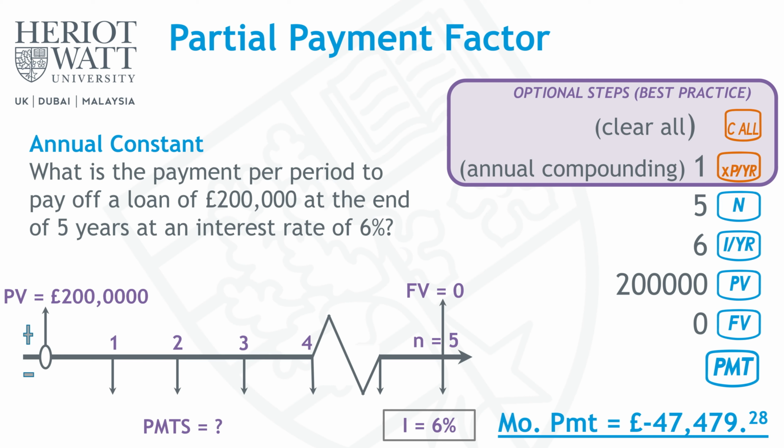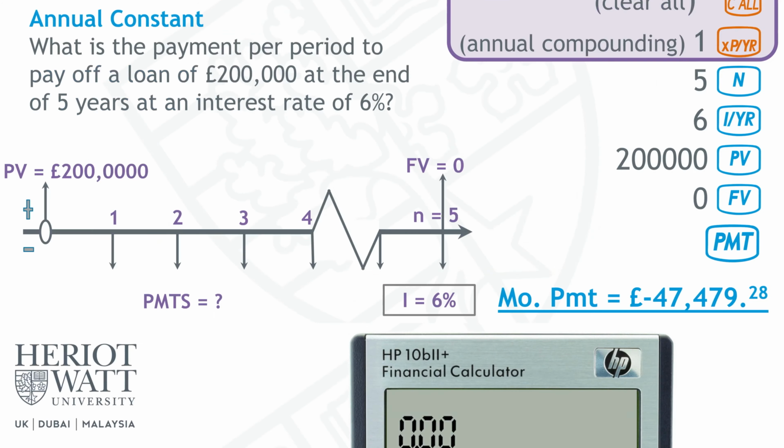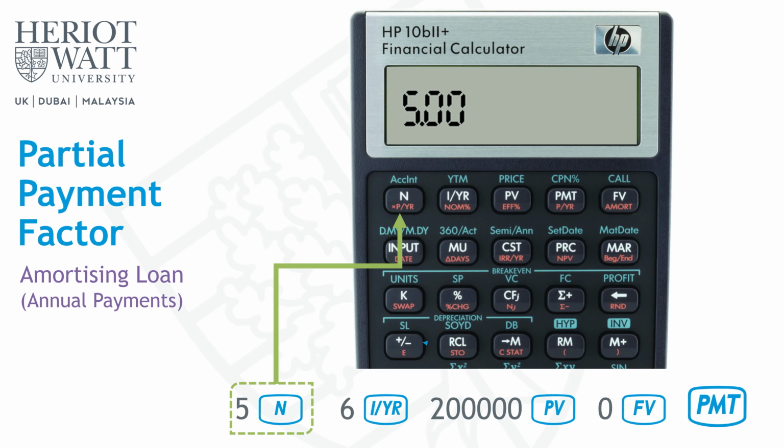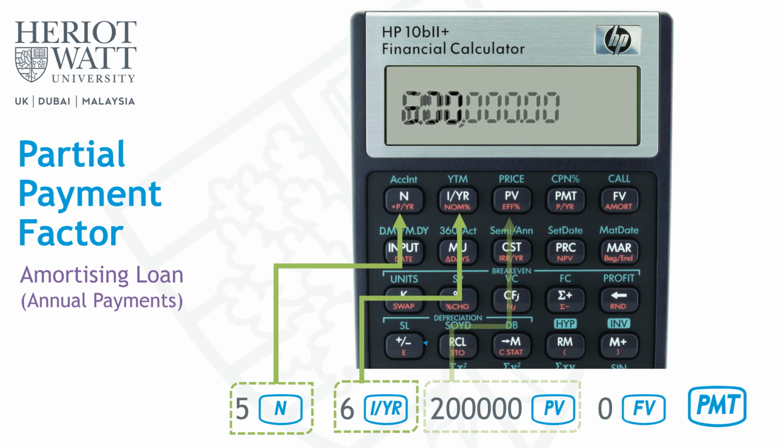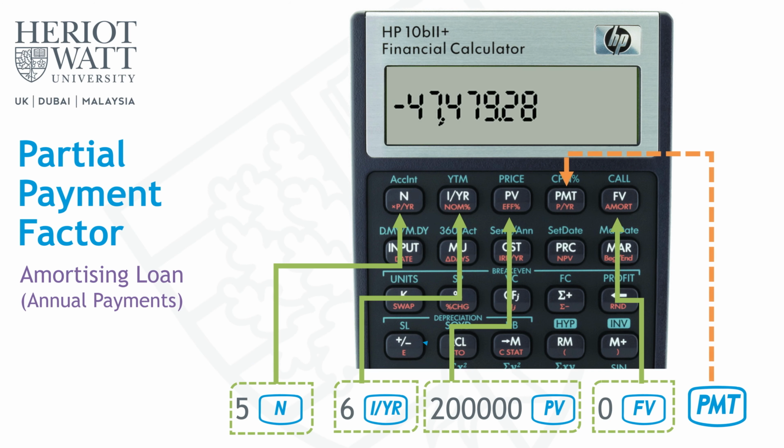So what's the payment per period for a loan of £200,000 over 5 years with a 6% rate? It says 5 years, 6I. The present value is $200,000. In this case, you've actually received the loan, usually if you're the one receiving it, but if you're the banker, you technically gave out the loan. So you solve for payment: 5N, 6I, 200,000 present value, 0 future value, to get your payments.